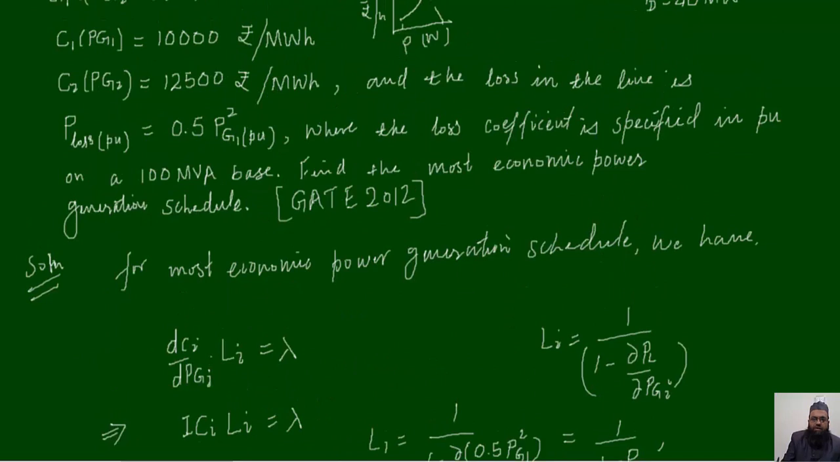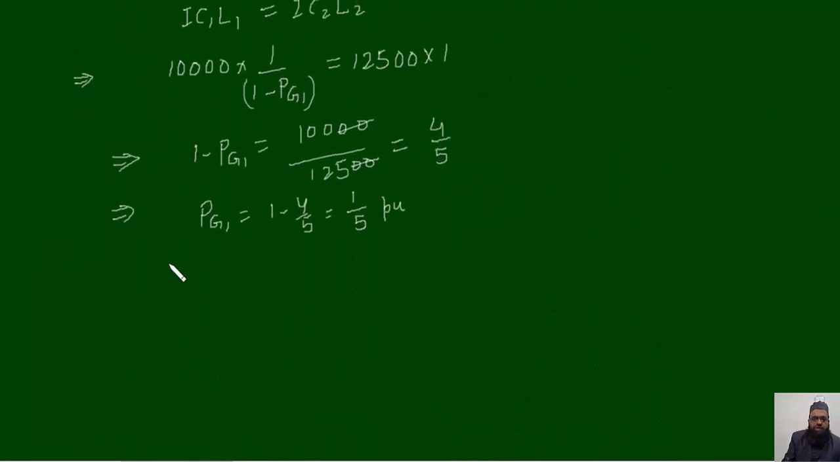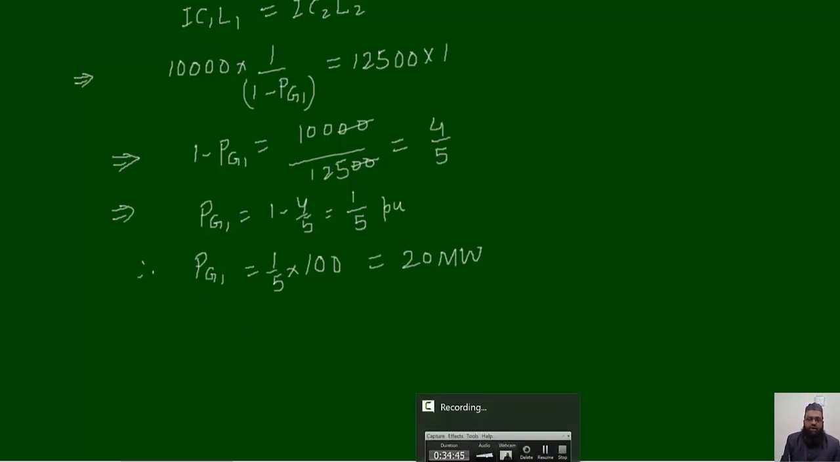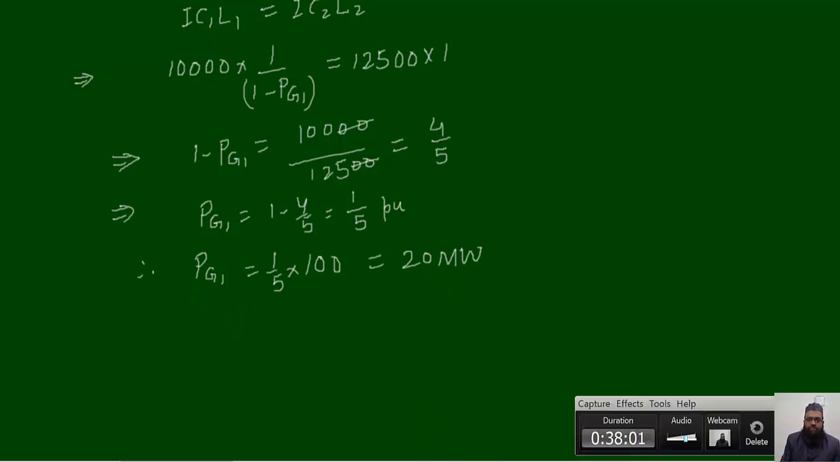The base value is given as 100 MVA. In the problem, 100 MVA base is there. So the actual value of PG1 will be equal to 1 upon 5 per unit into 100 base MVA. So this will be equal to 20 megawatt. So we have evaluated PG1 as 20 megawatt.